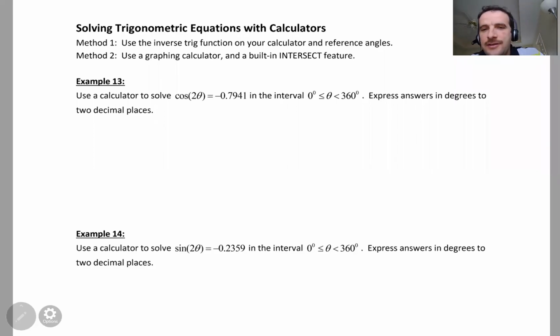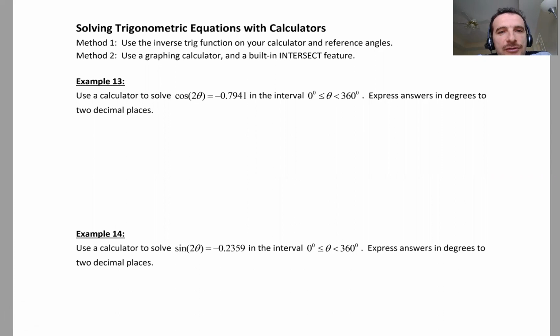Hello everyone. In this video, I will continue section 7.5. This section is about solving trigonometric equations in different scenarios. And in this video, I'm going to show how to solve a trigonometric equation with a calculator. There are two methods you can use.